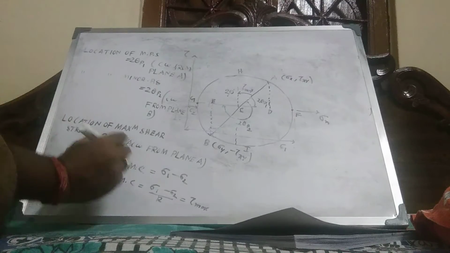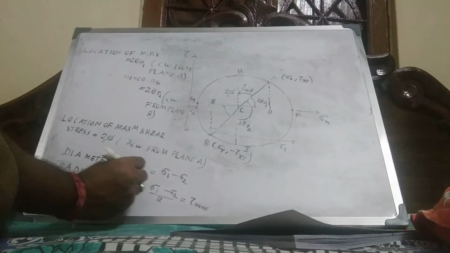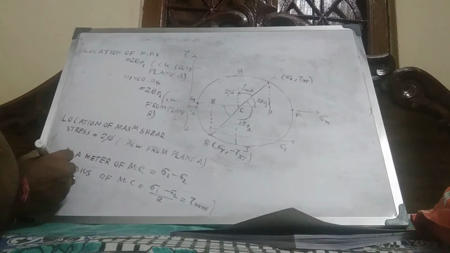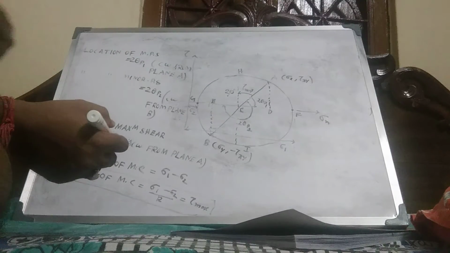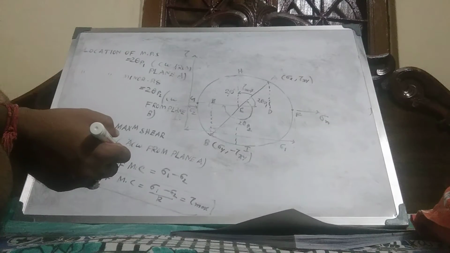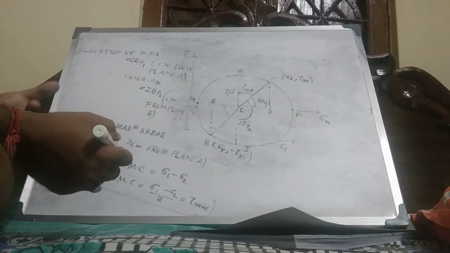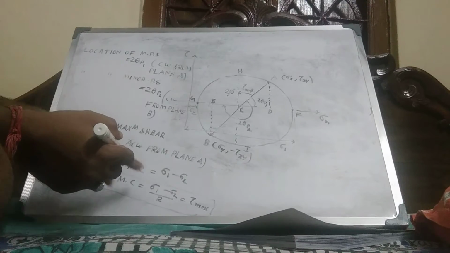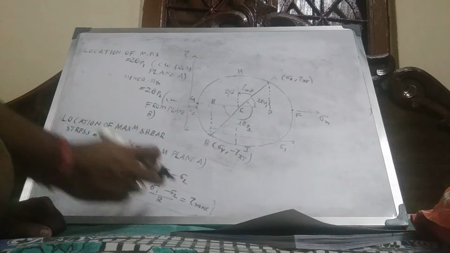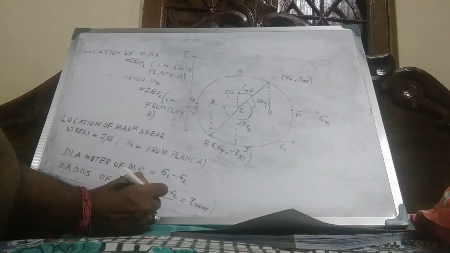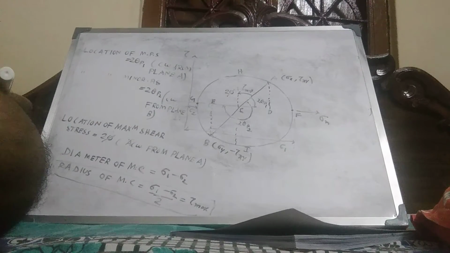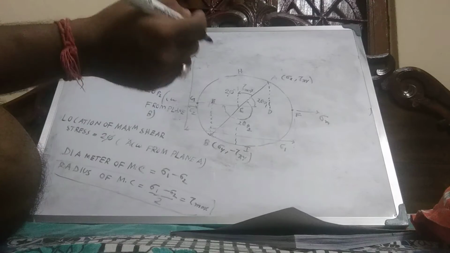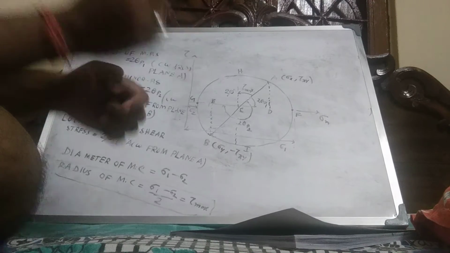This is a very important question for any exam. They ask for the maximum radius of the Mohr circle or the maximum shear stress: sigma 1 minus sigma 2 divided by 2. Understand? Now calculate the maximum shear stress.